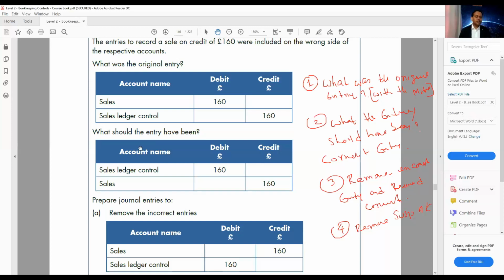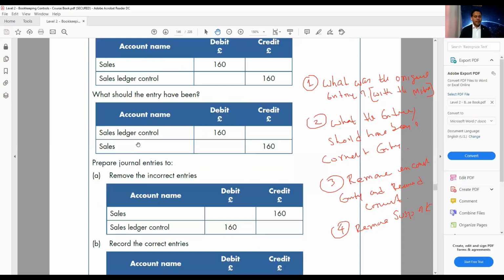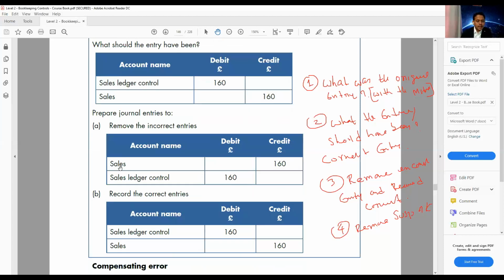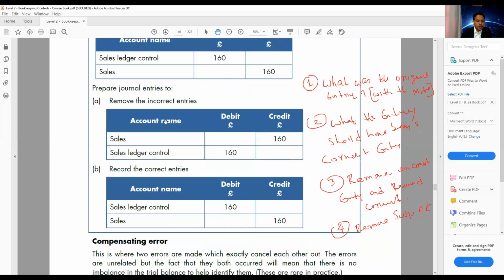So what should the entry have been? The entry should have been sales ledger control debit and sales credit, not sales debit and sales ledger control credit. It has to be opposite. Sales ledger control debit and sales credit. Now what do I do? I remove this old mistake and record the new one, isn't it? So remove the incorrect entries. I make a sales credit and sales ledger control debit.